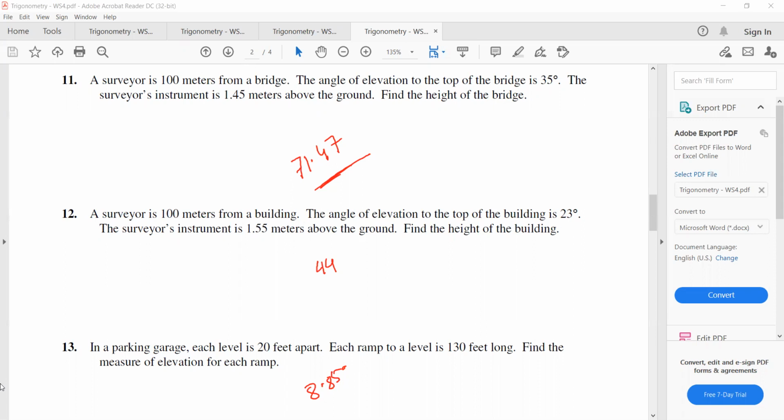Can you explain the situation of 13? Yes, sure. Parking garage. In a parking garage, each level is 20 feet apart. Each ramp to a level is 130 feet long. Find the measure of the elevation of each ramp. In a garage where you have the parking, each level is 20 feet apart. That means it is a multi-level garage.